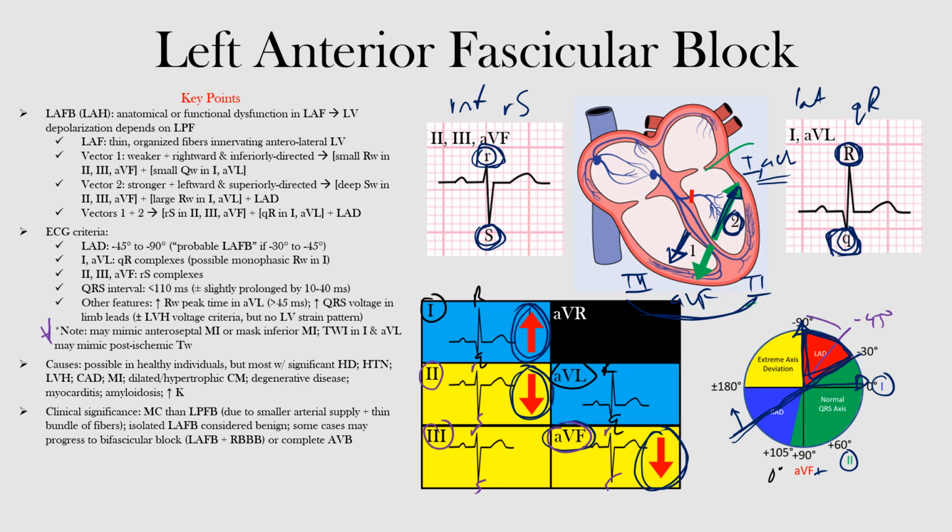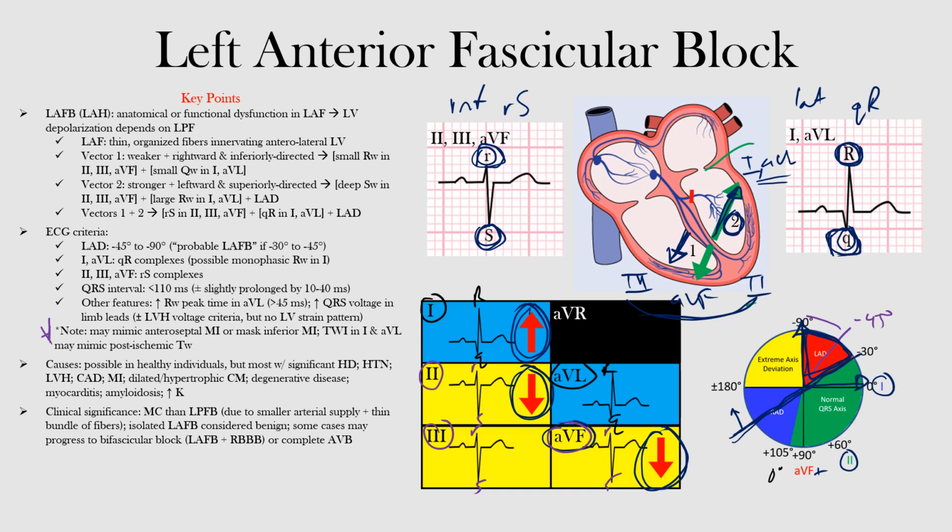Now, clinically speaking, left anterior fascicular block is more common than left posterior fascicular block, and that's due to the left anterior fascicle's smaller arterial blood supply, as well as, we said, its thin fiber composition. Left anterior fascicular block is often benign if it's isolated, although it's important to be aware that some cases may progress to bifascicular block, that is involving the right bundle branch on the right side of the heart, and even complete heart block, in which you have all the fascicles and the bundle branches blocked. So let's quickly review what we discussed before we end here.